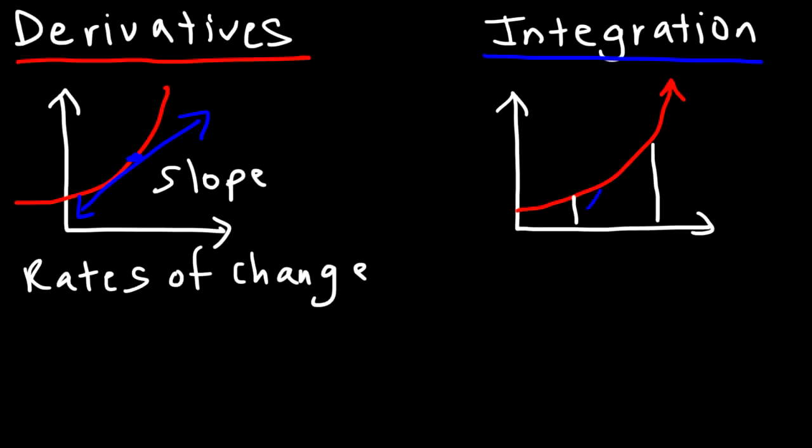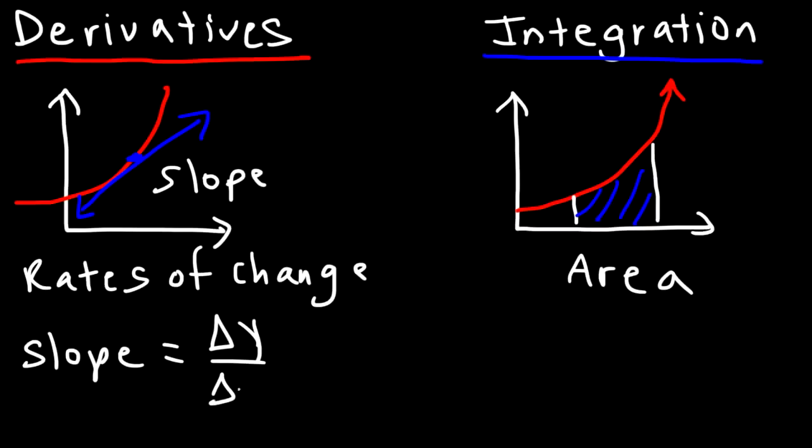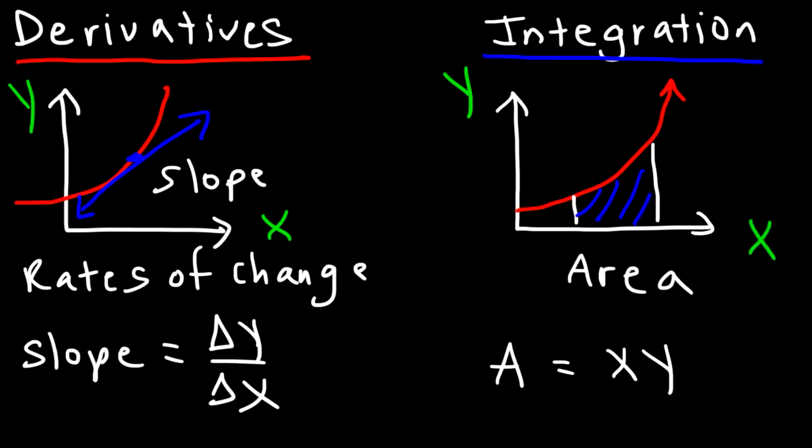So integration is very useful for calculating the area under the curve. When dealing with derivatives, it will give you the slope of the tangent line, which you can calculate by dividing y by x. To calculate the area, you need to multiply y by x. So notice the difference. In its simplest form, when you're differentiating, you're dividing the y values by the x values, whereas when you're integrating, you're multiplying the y values by the x values.